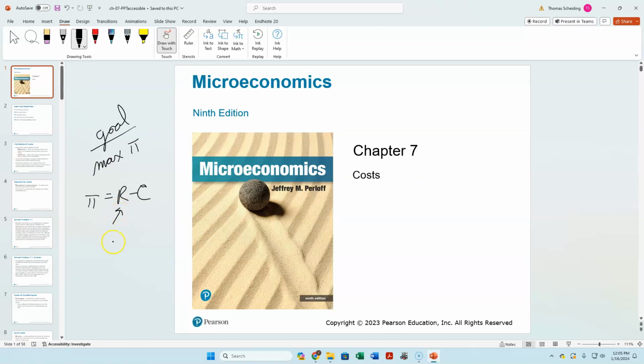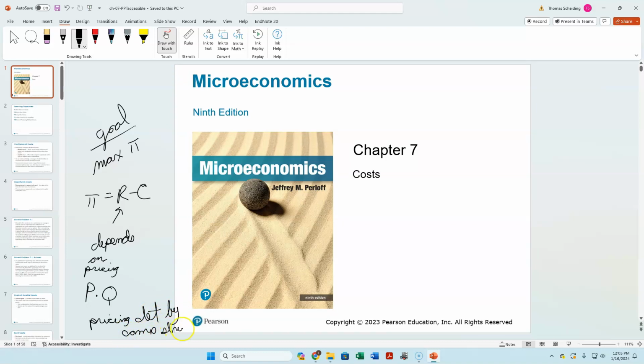The revenue part of this depends on your pricing, because revenue is simply the price times the amount of stuff you sell. That pricing is determined by your competitive structure, which is why the latter chapters of this course are all about different types of competitive structures and different ways they price, which in turn tells us about their different levels of profit.